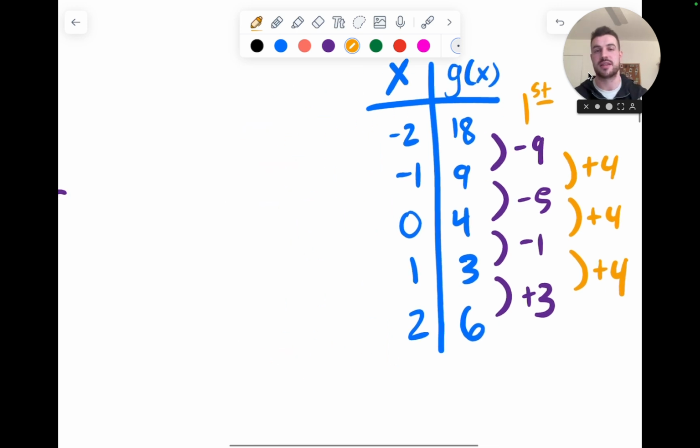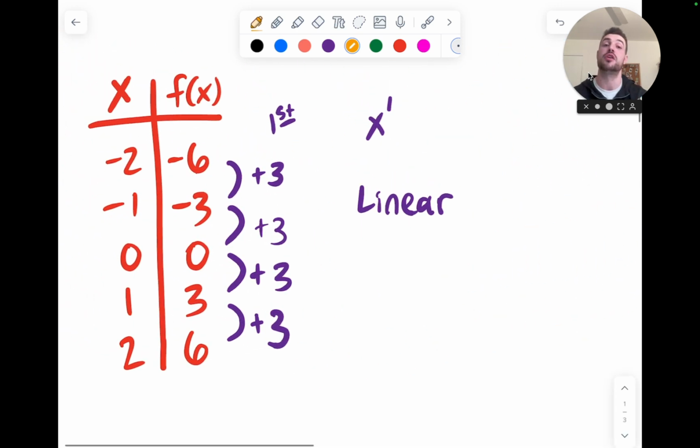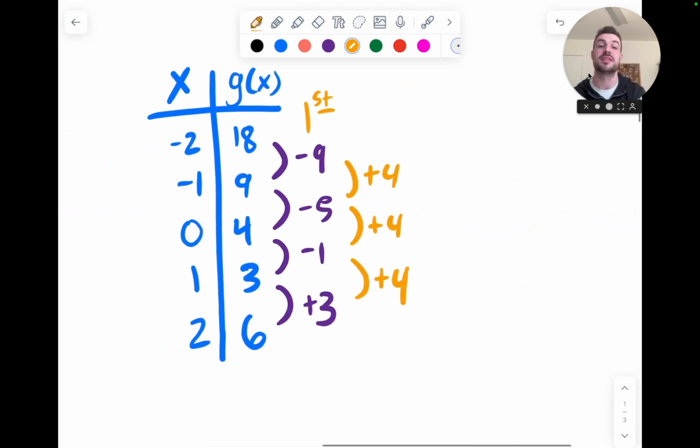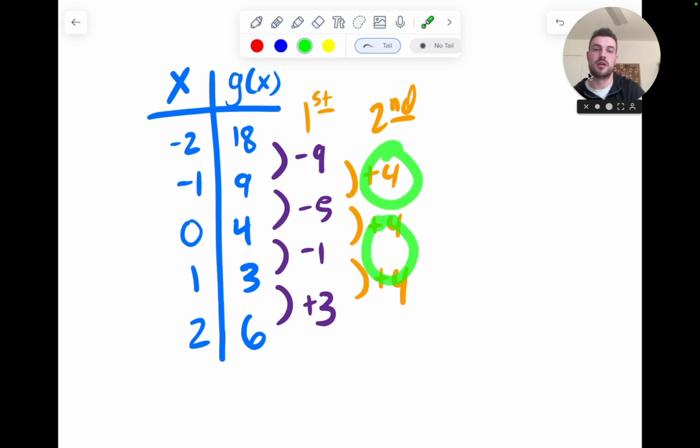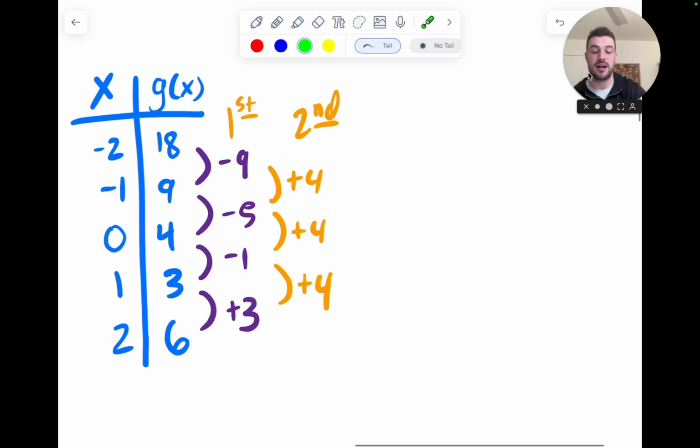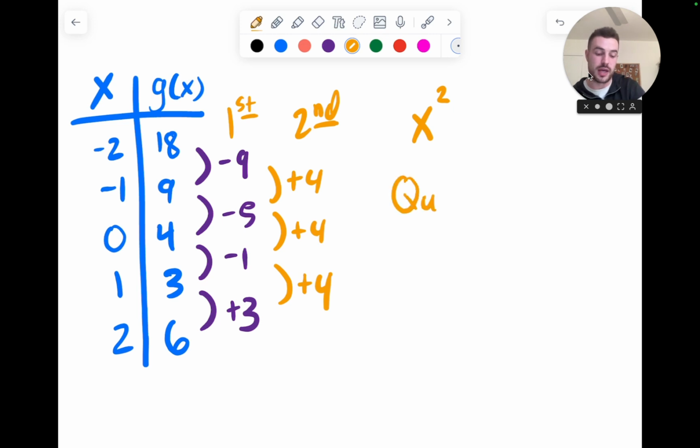So the first difference was not the same. That tells us that the polynomial does not have a degree of 1. But the second difference was all the same, right? We've got 4, 4, and 4. So because the second difference was the same for all of our values, that tells us the degree of this function is going to be 2. Therefore, this is going to be a quadratic function.